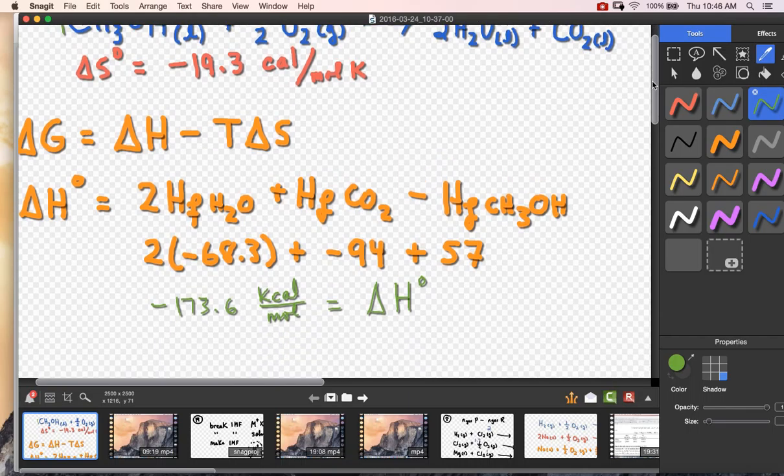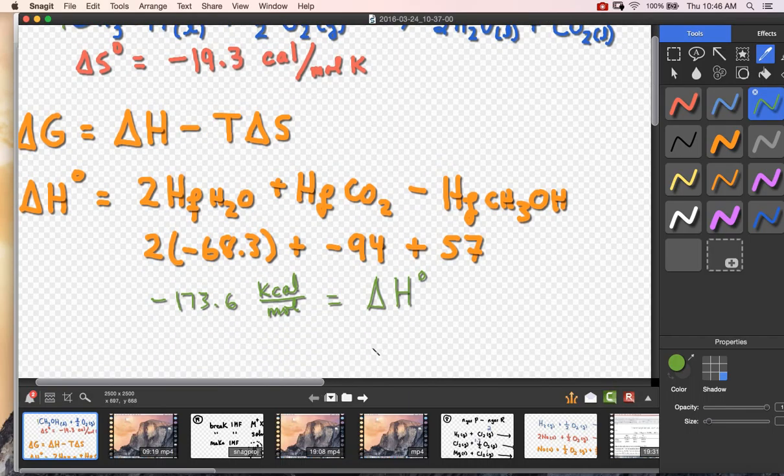Now, we're given the delta S of the reaction, but we need to convert this for the purposes of applying the first form of Gibbs free energy. We can't add units unless they are like units, so we need to recompute the delta S as negative 0.0193 kcals per mole Kelvin. And of course, we'll be multiplying this by 298 Kelvin.